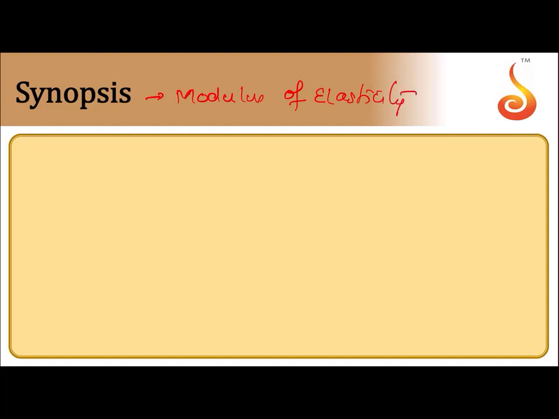So, what is that modulus of elasticity? It is basically the ratio of stress to strain. And this is constant for a given material. It depends on the nature of the given material. It is the property of a given material. There are three types of moduli of elasticity. We have, first of all, Young's modulus of elasticity.